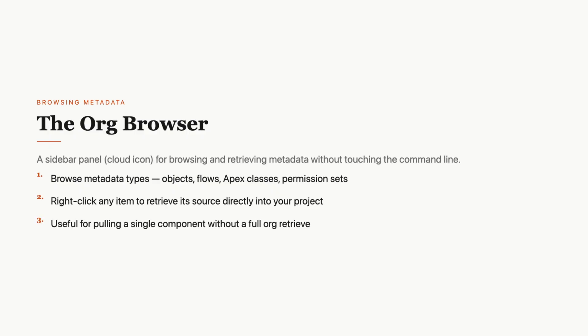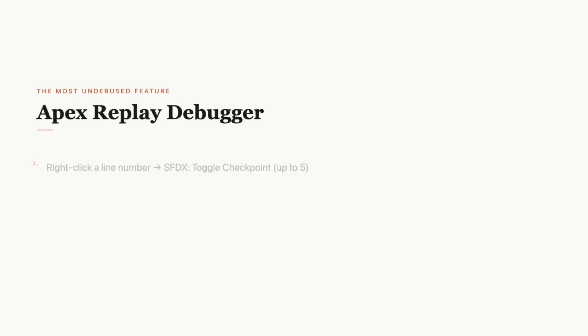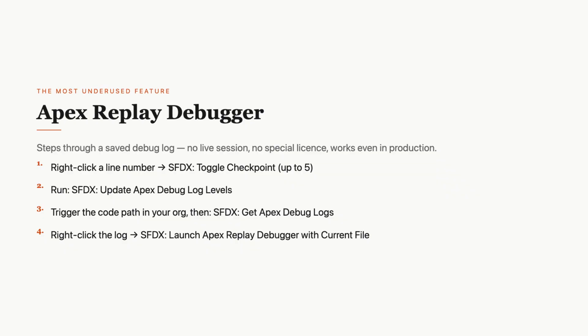Get Apex Debug Logs. Here's an example worth setting a checkpoint on, right on the line inside the loop where the running total actually accumulates. Once the checkpoint's set and the log is pulled, right-click it and launch the Apex Replay Debugger with the current file. Full variable inspection, exactly like a live debugger, except it works in production where live debugging usually isn't an option at all.